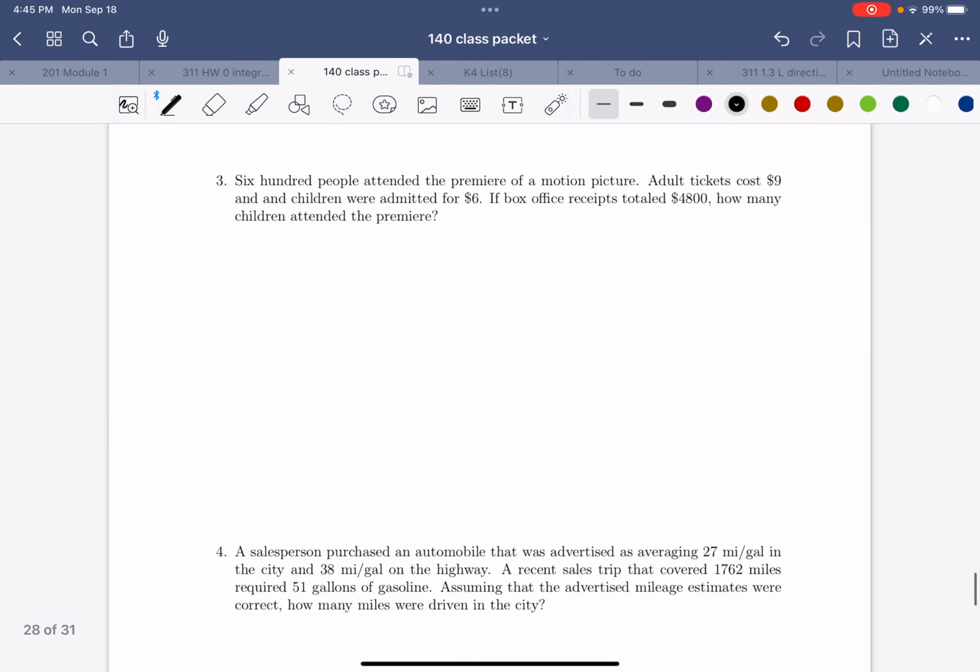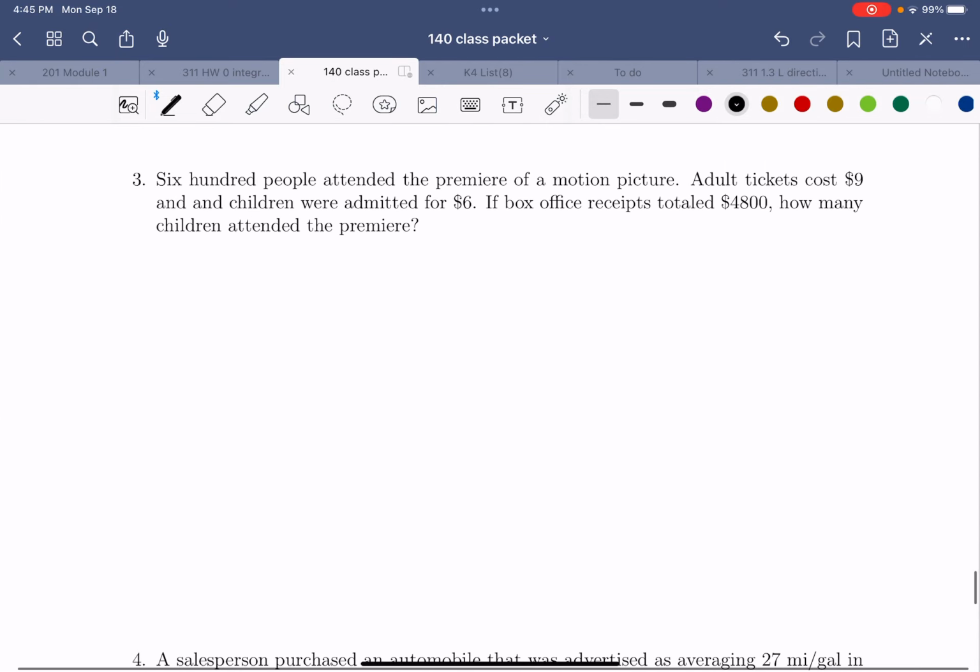Next, 600 people attended the premiere of a motion picture. Adult tickets cost $9 and children were admitted for $6. If the box office receipts totaled $4,800, how many children attended the premiere? So we're going to start from here. How many children attended the premiere? So X is going to be the number of children attending.